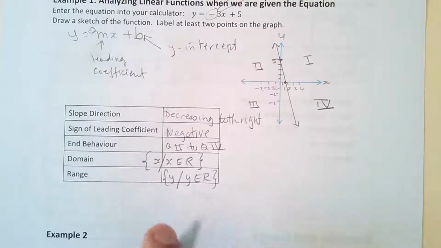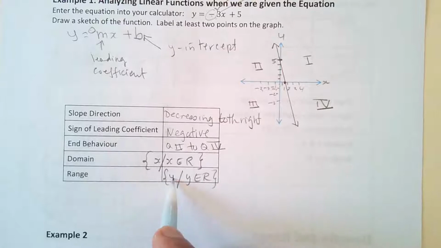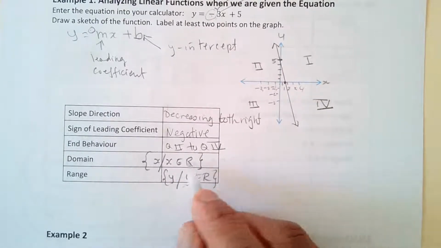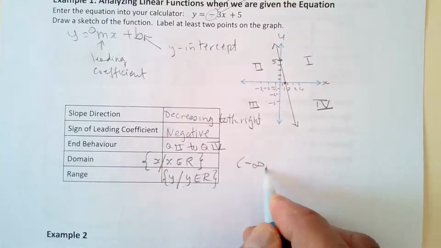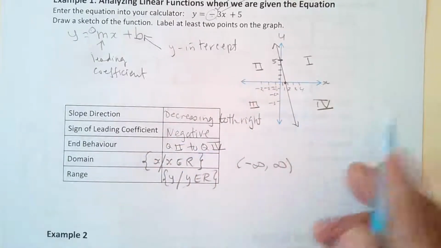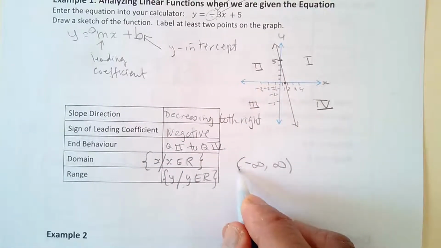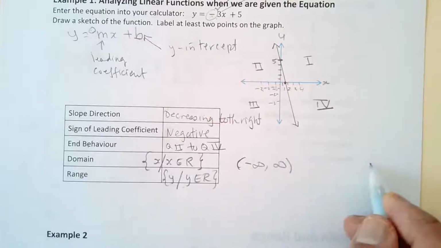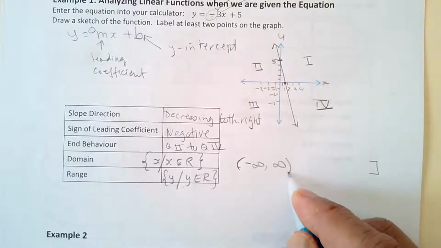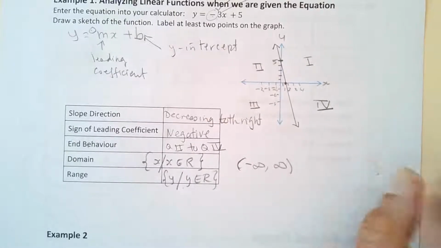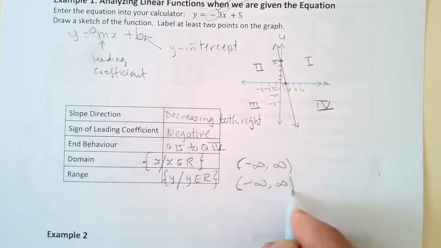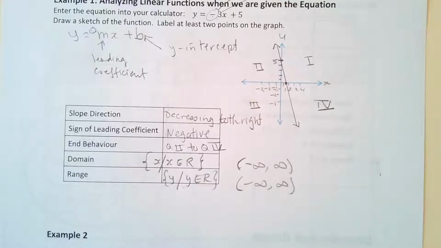Get in the habit of writing this; it's called set notation. There's another way of writing this, which is negative infinity to infinity. So it's going to the left forever and to the right forever. And the bracket is a curved bracket, not a square bracket. I'll show you later on when there's a square bracket, it means the end is there. This means there's no ending. So infinity is a concept, and the same thing for here. Infinity symbol.